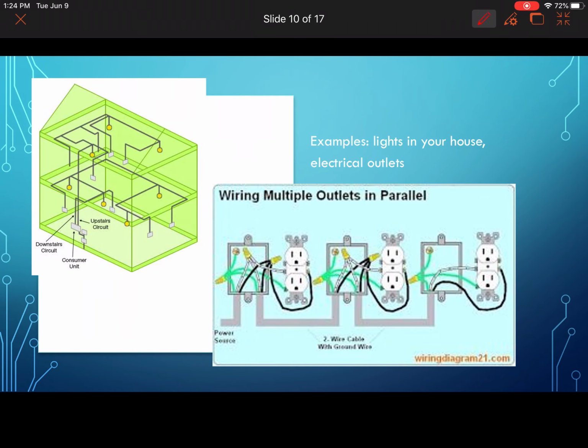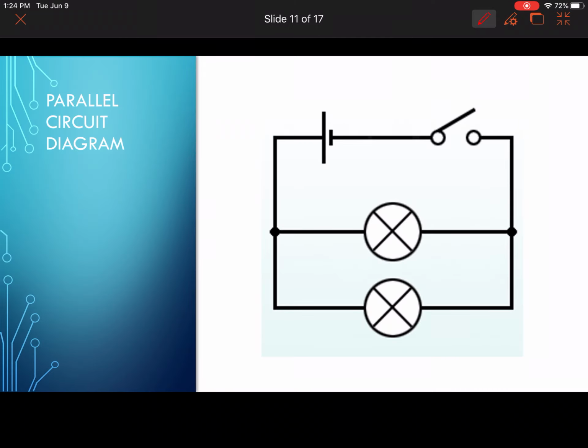So the lights in your home or electrical outlets, these would all be wired in parallel circuits. So as you can see, and we know this, if one light goes out, it doesn't shut the rest of the house down, right? Wiring in outlets in parallel, so these would all be in parallel here too. And this is an example, and you can copy this diagram down here, this is an example of a circuit that's in parallel.